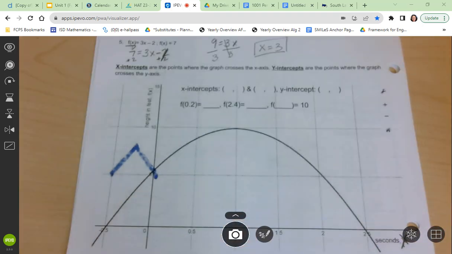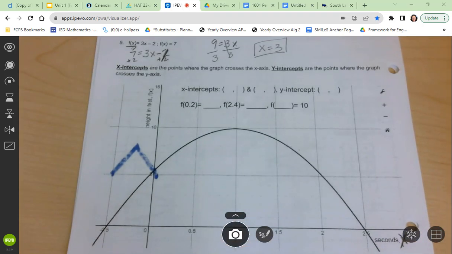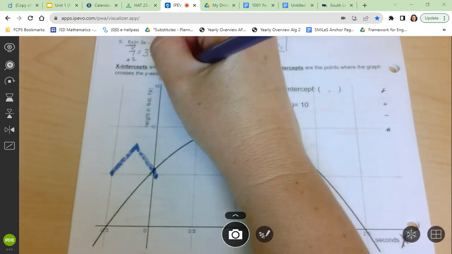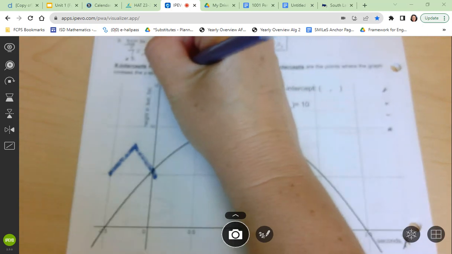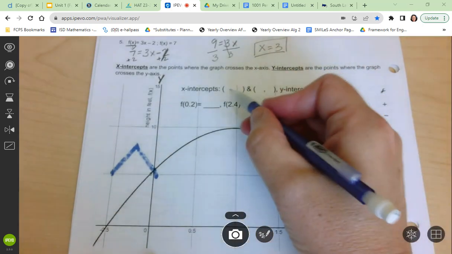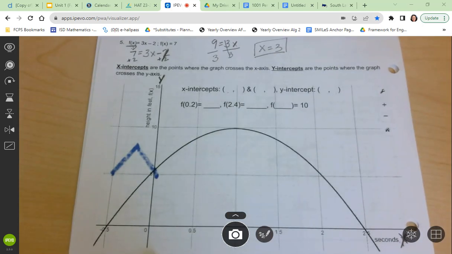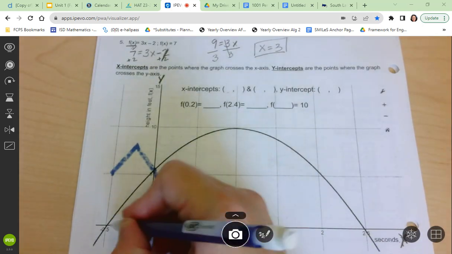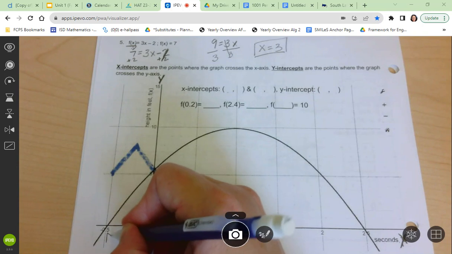Where's the y-axis? It's this one, right? It says f of x, but we know f of x is the same as y. So here's my y-axis, here's my x-axis. So my x-intercepts, notice I have them written as points. My x-intercept, the first one is over here. That's an x-intercept.